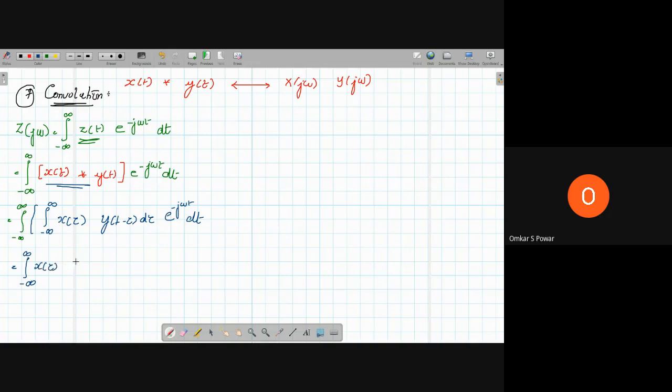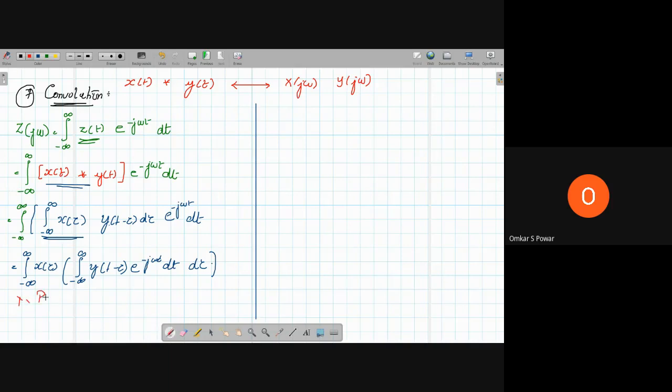And then what happens on the inside? Integral from minus infinity to infinity of y of t minus tau e power minus j omega t dt into d tau. I have just rearranged it, taken this outside and brought this inside here. Integral from minus infinity to infinity of y of t minus tau e power minus j omega t into dt. So see what I am doing now.